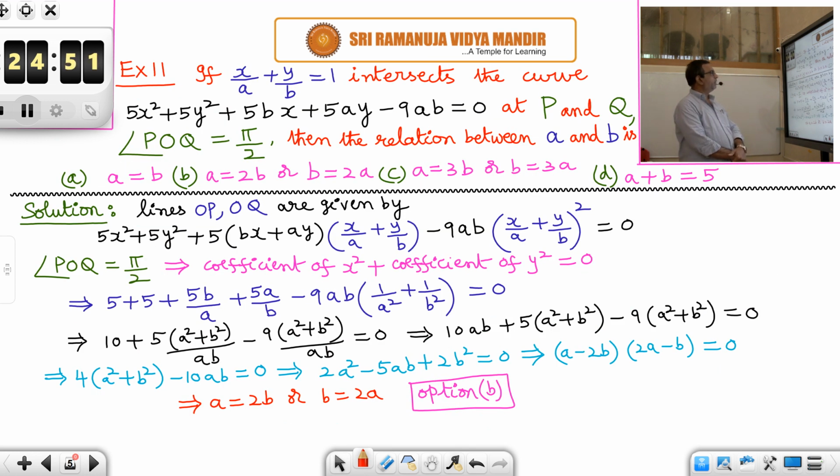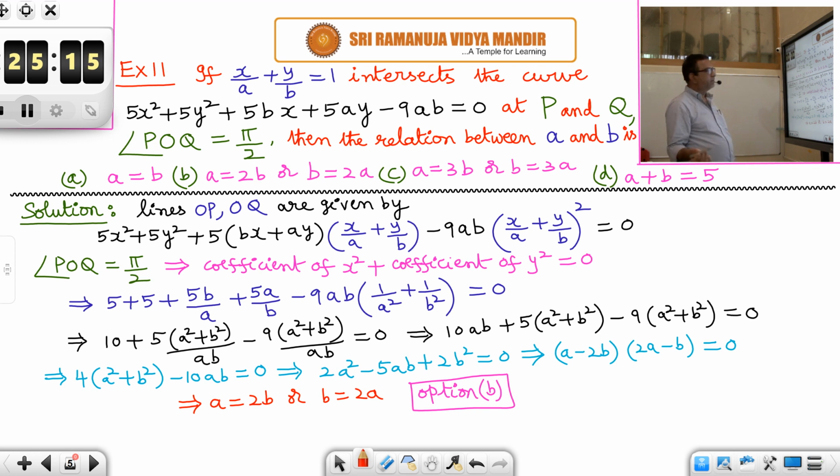If x by a plus y by b is equal to 1 intersects the curve, he has given some second degree equation, general equation, at P and Q, and angle POQ is equal to pi by 2. O means here origin. POQ is equal to pi by 2. Then the relation between a and b is.